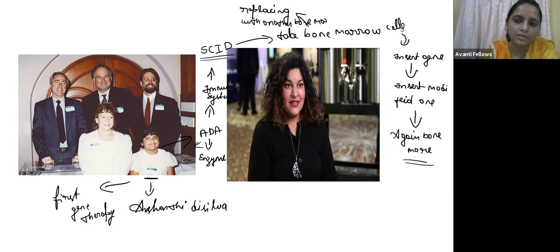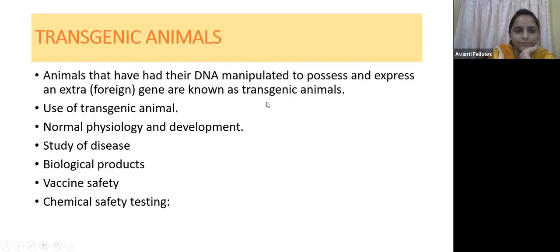So gene therapy will take place like this: either taking the organ, or taking the cells from the organ and modifying them by inserting the correct gene into them, which is going to cause the correct protein in the cell. So these are the two methods used in gene therapy.